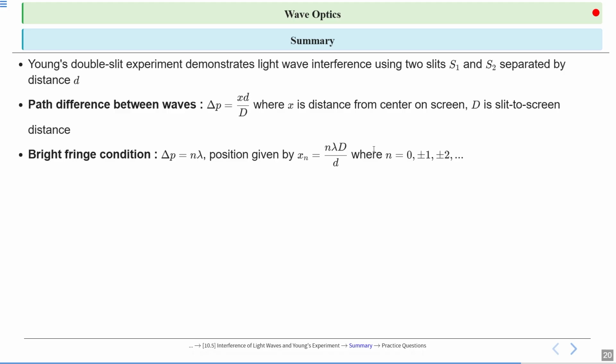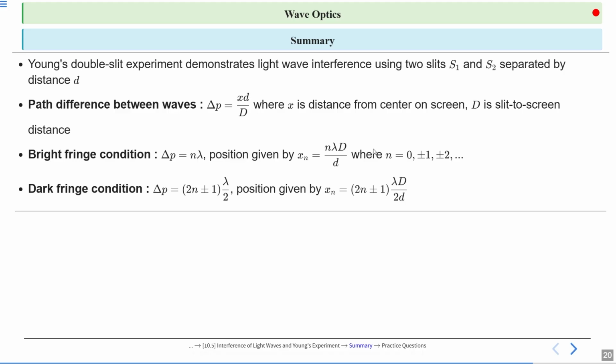The position of bright fringes is given by xn equal to n lambda capital D upon small d, where n can be 0, plus minus 1, plus minus 2, and so on. For dark fringes, which are the dark bands between the bright ones, the path difference is given by delta P equal to (2n plus 1) multiplied by lambda by 2, meaning an odd integral multiple of lambda by 2. The position of these dark fringes is xn equal to (2n plus minus 1) lambda D by 2d.